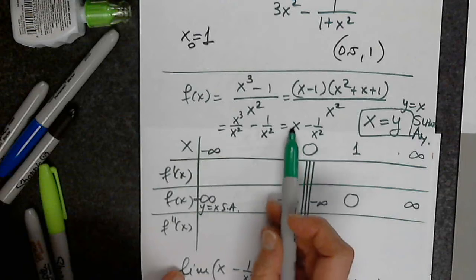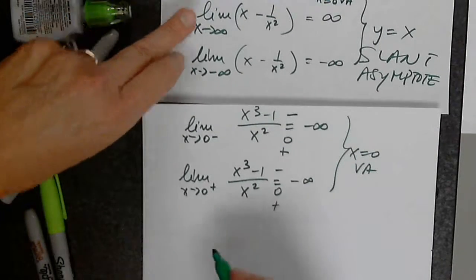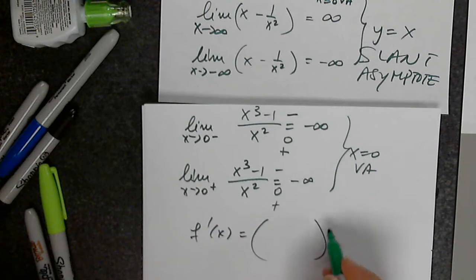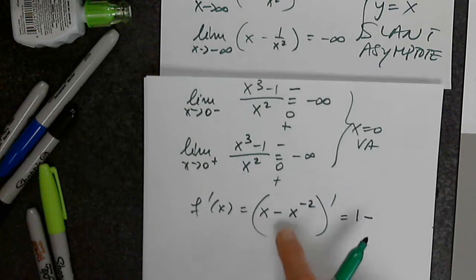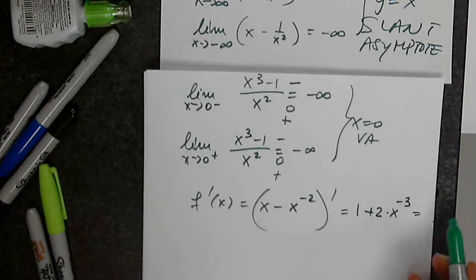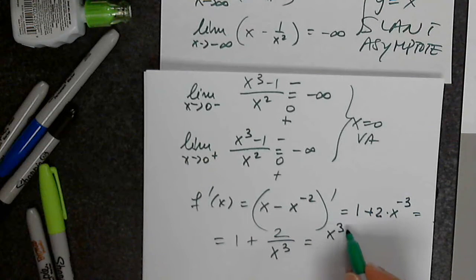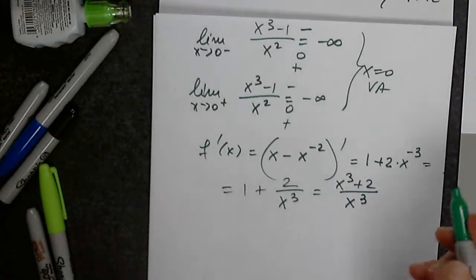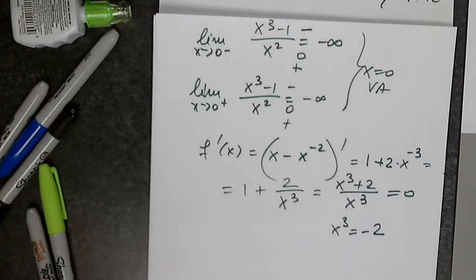So now I'm going to differentiate, but I like to differentiate this form, not that. So let's find f prime, and I'm differentiating x minus x to the negative 2, which is 1 minus, with minus 2, positive 2 times x to the negative 3. And this is 1 plus 2 over x to the third, or x to the third plus 2 over x to the third. Yes, it's ugly. When I set it equal to 0, I have x to the third equals negative 2. And that's the only real solution.